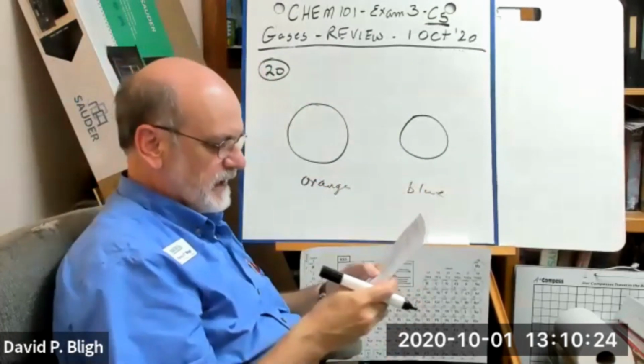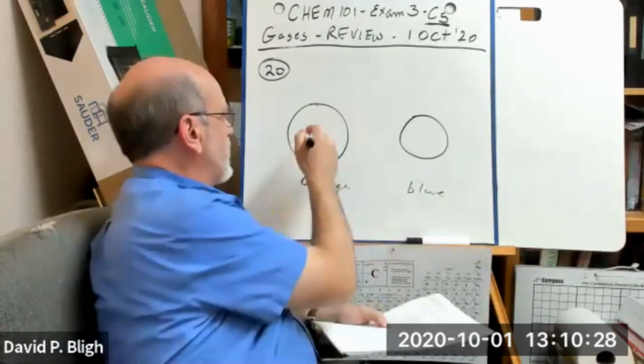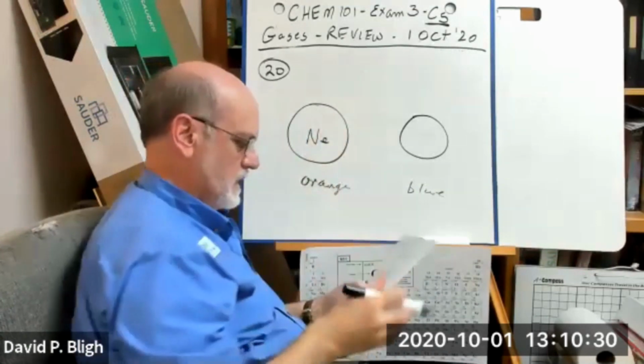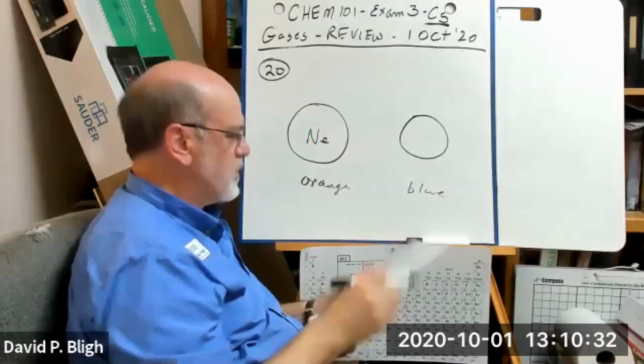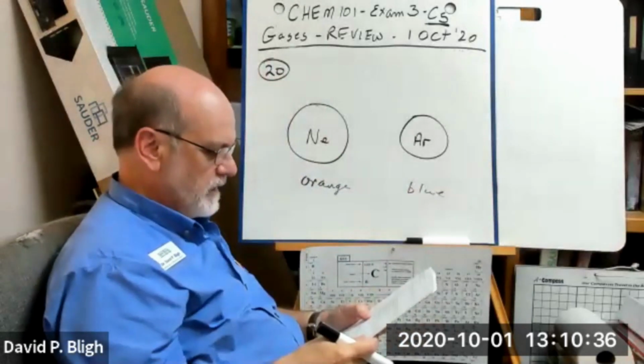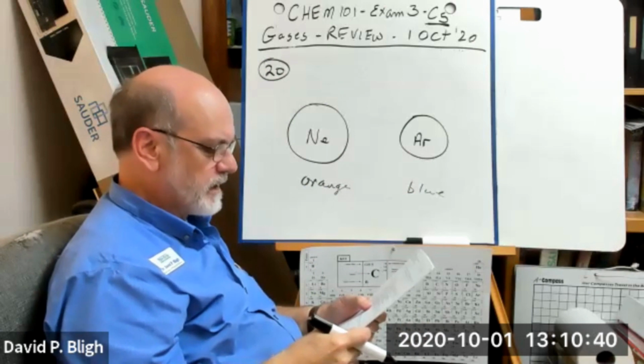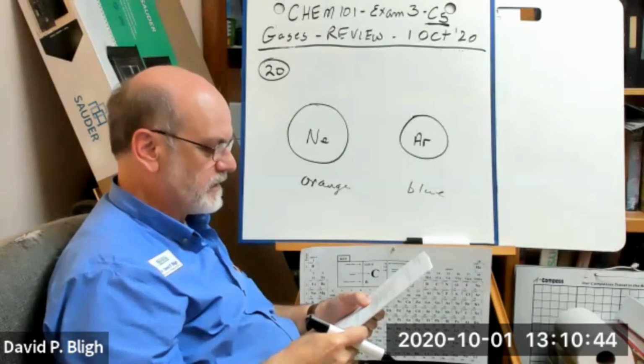Okay. Now, what do we have in each one? The orange balloon has neon in it, and the blue has argon. All right. The orange balloon has twice the volume of the blue. We got that. Which of the following best represents the mass ratio of neon to argon?